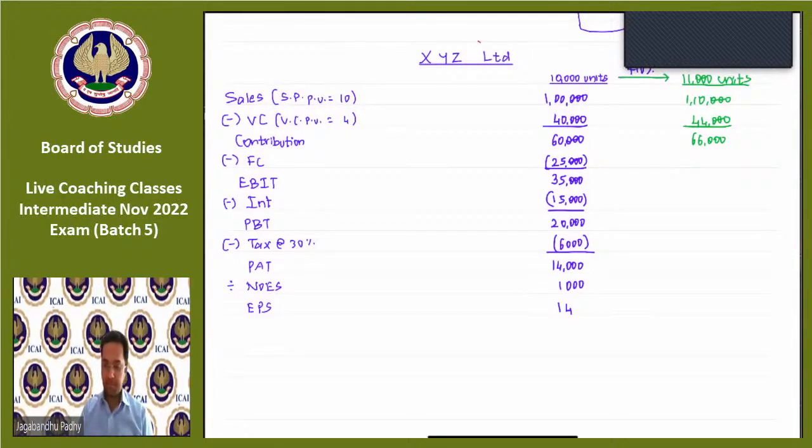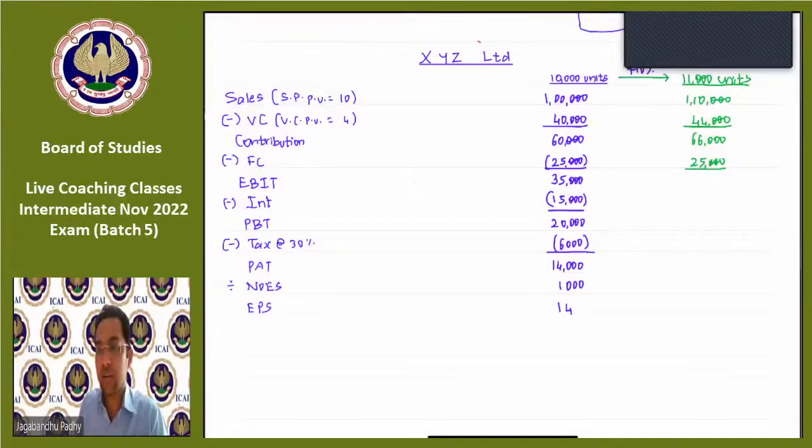Is the fixed cost going to change because there's a change in the sales level? Tell me, guys. Is the fixed cost going to change? Of course not, because it's a fixed cost. As the name says, the cost is going to remain fixed. So that's going to be 25,000 itself, right?